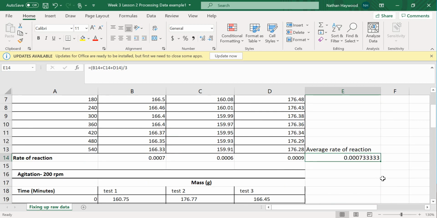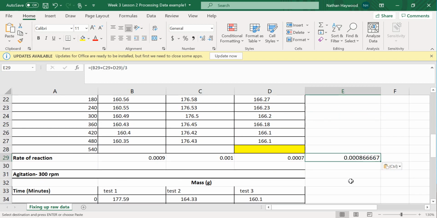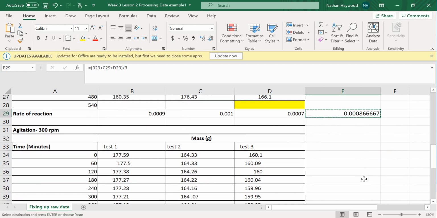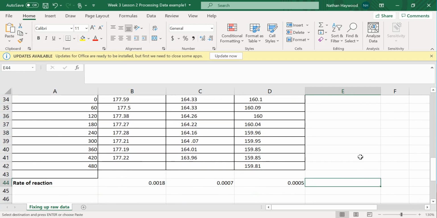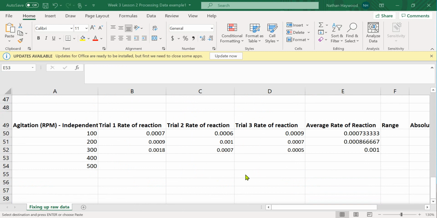The good thing about Excel is that instead of typing all that out again, you can just press Control C, and it's highlighted that cell, and then you can press Control V, and that's calculated the average for those three cells. So do that again: hold down Control and C, then let go, and then hold down Control V, and that's found the average rate of reaction for 300 RPM. All right, so that's the first four columns of my summary table for rate of reaction filled out using Excel.